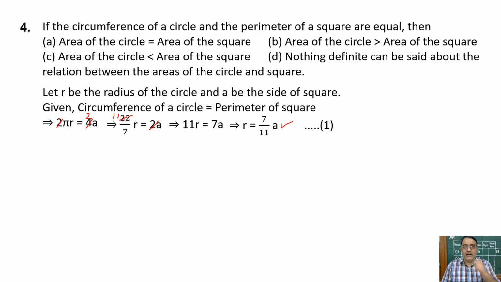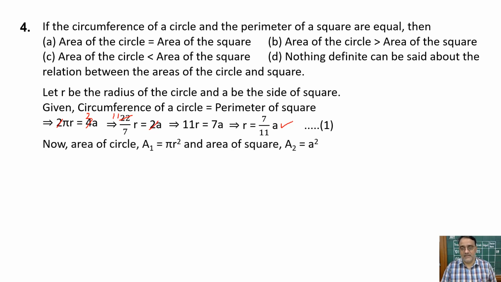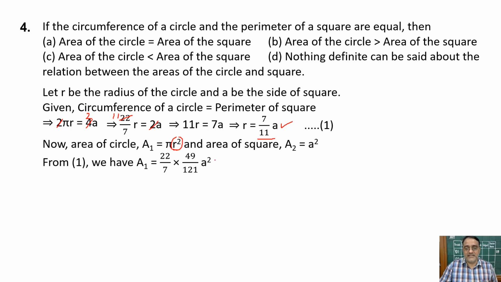Yes, sir. Right. Now the area of circle, let it be A1, and that is equal to pi r square, and area of square is side square, है ना, a square. उसको हम लोग A2 ले लिए. Now we are going to substitute the value of r here. r already हम लोग के पास है 7 by 11 a, तो उसका स्क्वायर यहाँ पे सब्सटीट्यूट करेंगे. So we'll get A1 is equal to 22 by 7 into 49 by 121 a square. ये वाला स्टेप क्लियर है?